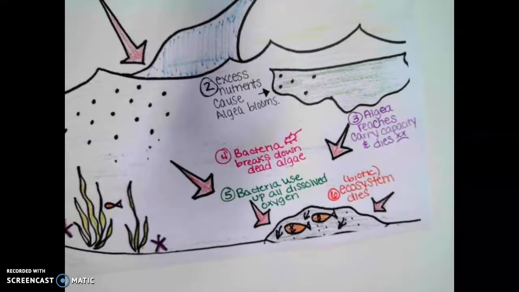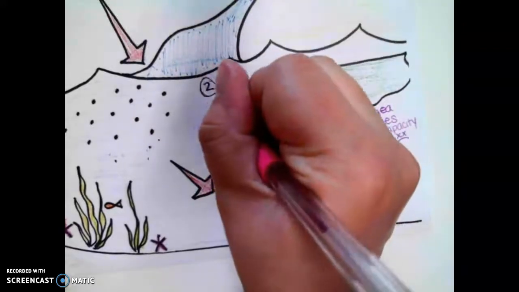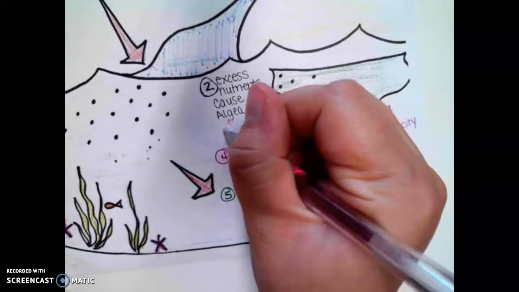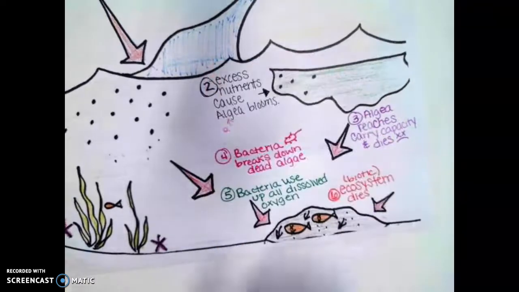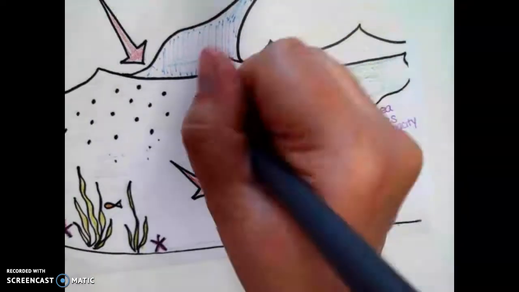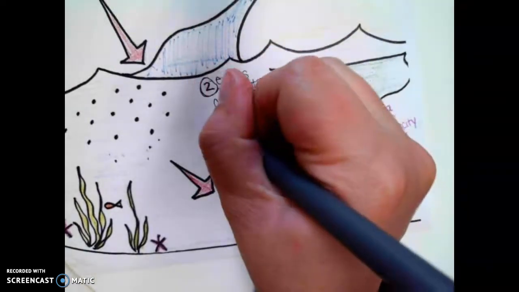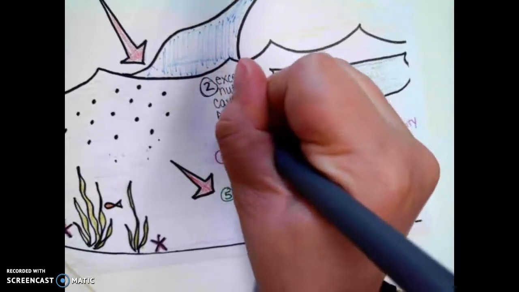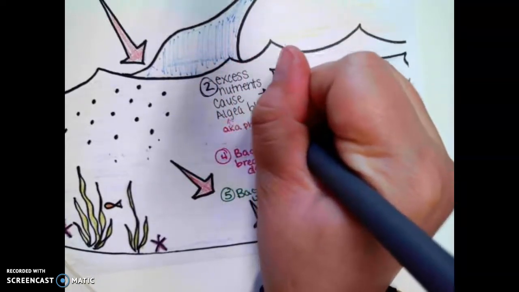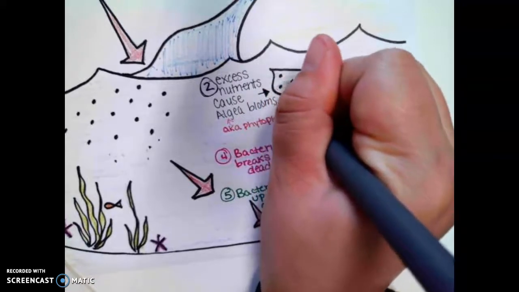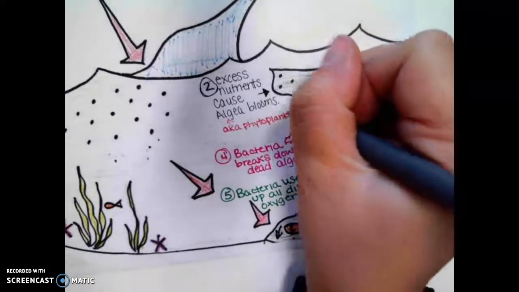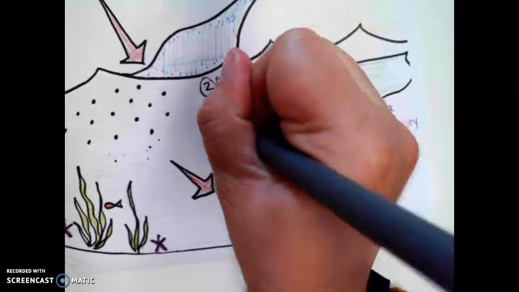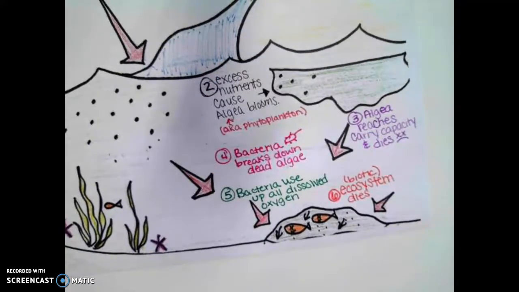Oh, by the way, another word for algae is phytoplankton, so let's write that down in here as well. The algae. Oh, my pink pen won't work. Frustrating. I have another one. AKA phytoplankton. Okay, aka phytoplankton grows, and that's normally a good thing.